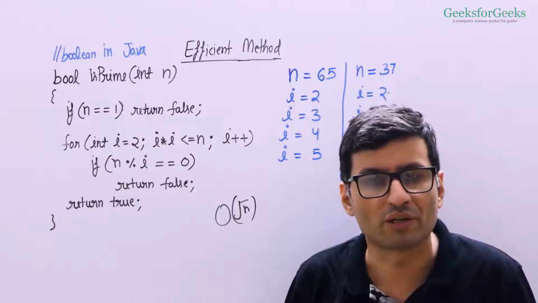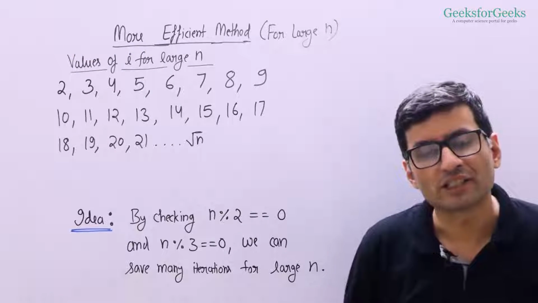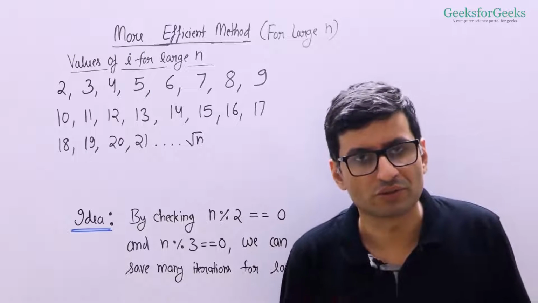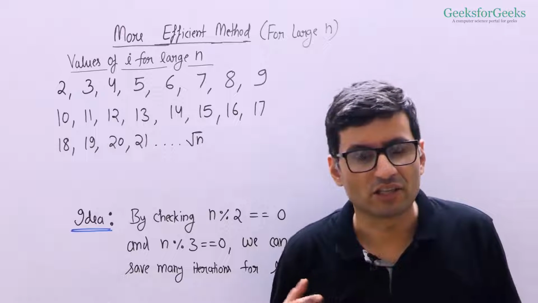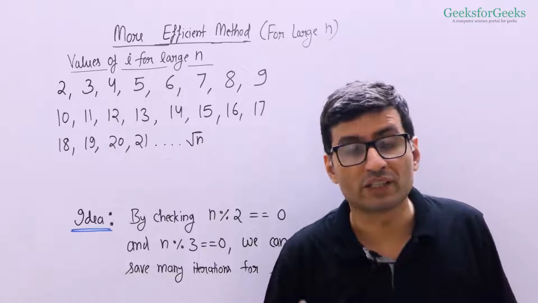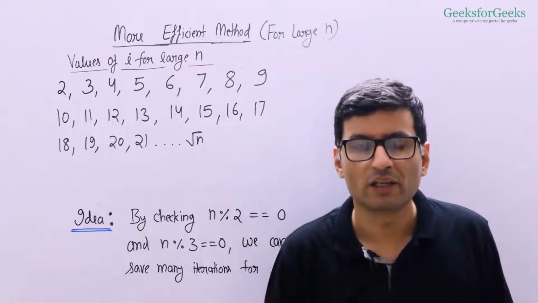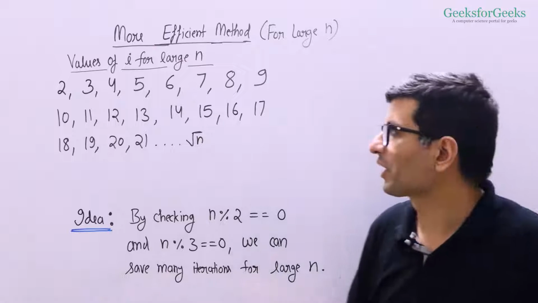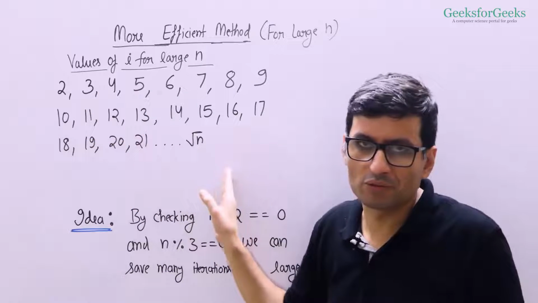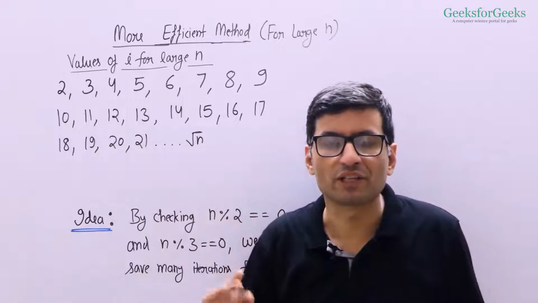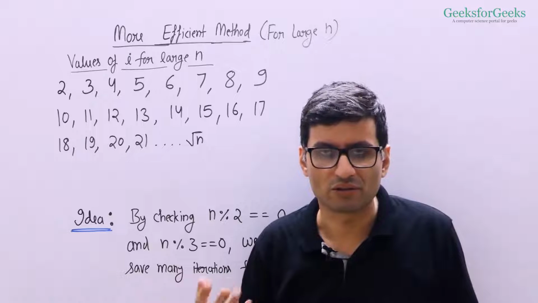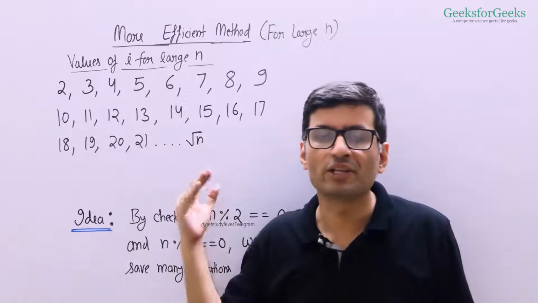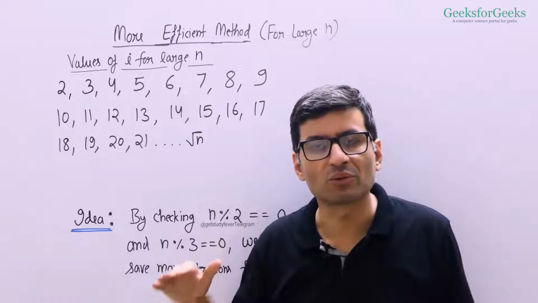Now I am going to talk about further optimizations. Let us now get an idea for a more efficient solution. If n is large, then square root of n can also be a big number. And in the previous method, we were running a loop from 2 to square root of n. And we were checking for every number if it divides n or not. We can save many of these iterations by adding 2 extra checks.